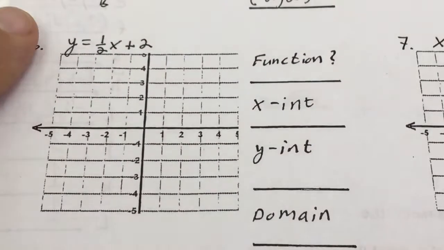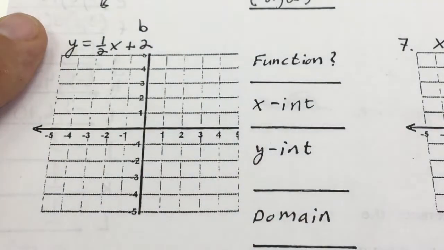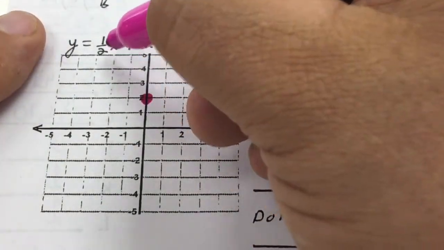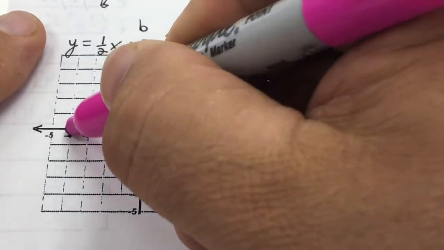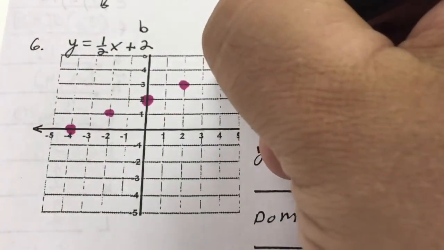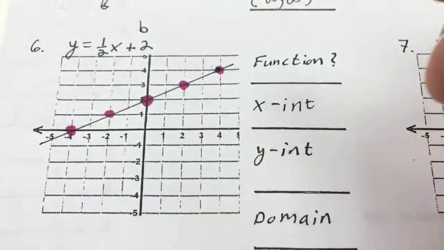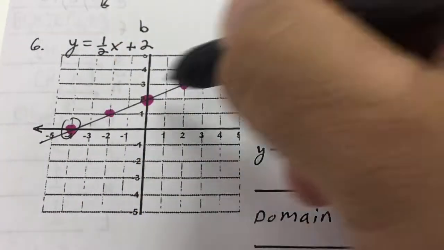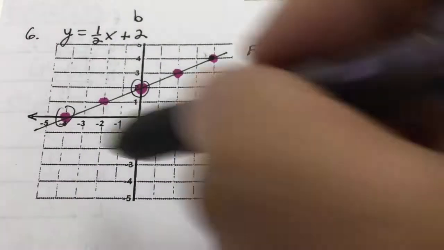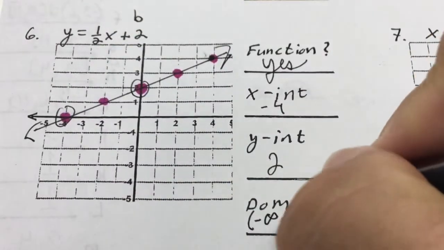Number 6. I begin at y-axis positive 2, and then my slope is rise 1, run 2: up 1, over 2, up 1, over 2. And continue the pattern in the other direction. Connect the points. Is that a function? The answer is yes. It passes the vertical line test. The x-intercept is at -4. The y-intercept is at +2. The domain, it goes forever to the left and forever to the right, is from -infinity to +infinity.